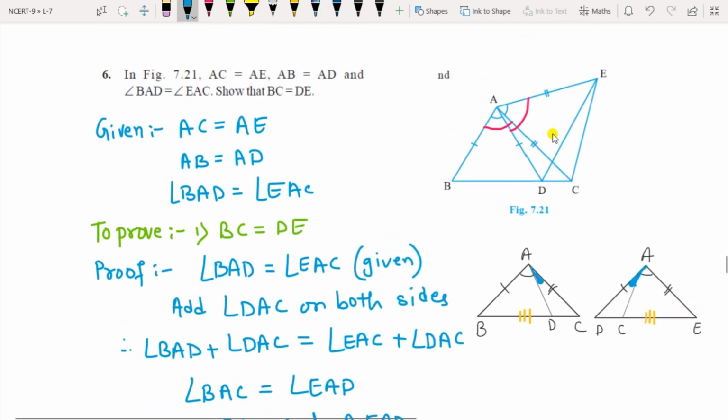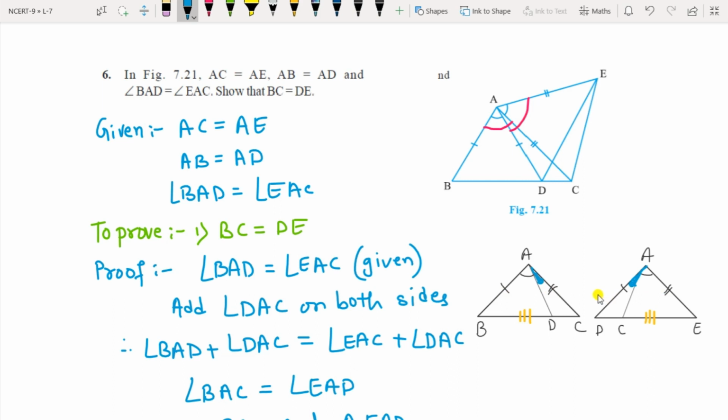Question 6 is, now these are the two triangles. I have split these two triangles and shown them in different figures here so that you can understand clearly. In this one, AC equal to AE is given, AB equal to AD is given. The same thing I have shown here, AC equal to AE, AD equal to AB.